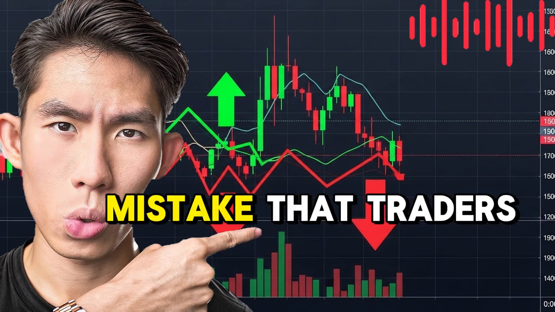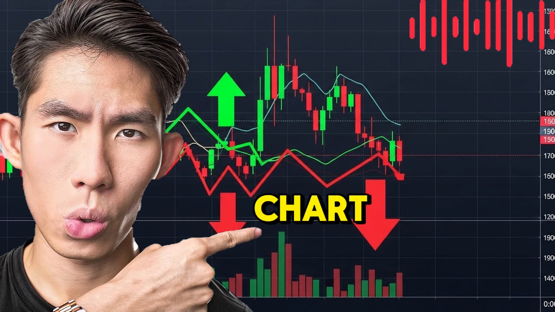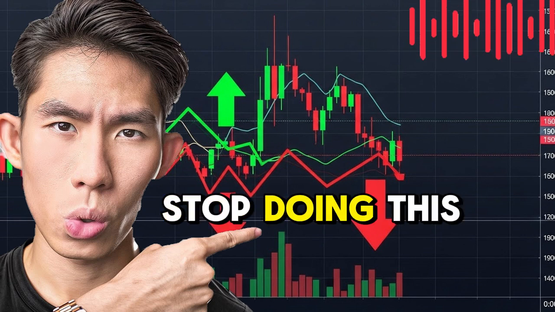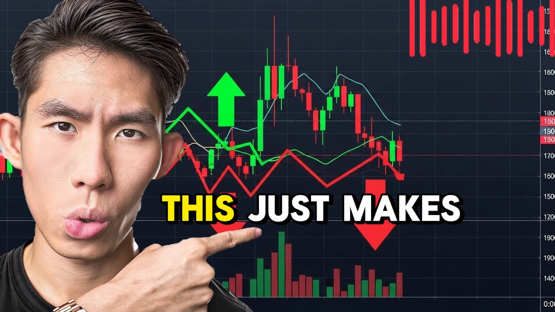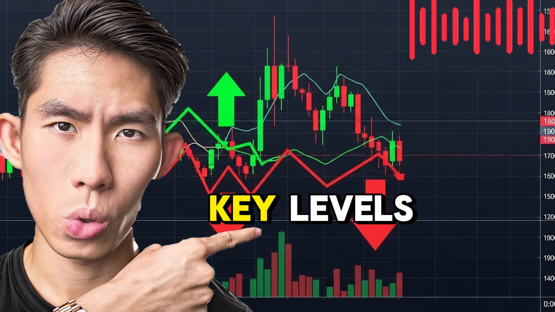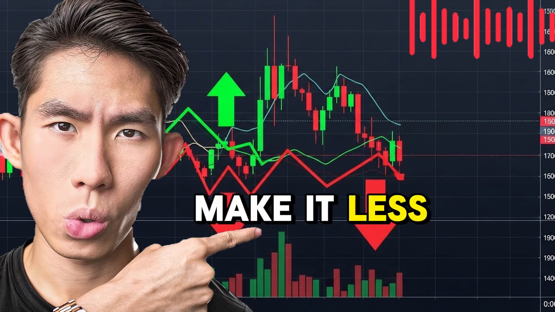A very common mistake that traders make is that they draw too many lines on their chart just like this. What the hell are you doing, bro? Stop doing this. How can you trade with like 10,000 lines on your chart? This just makes you more confused, while the whole point of drawing key levels is that it makes it easier for us to analyze and less confusing.